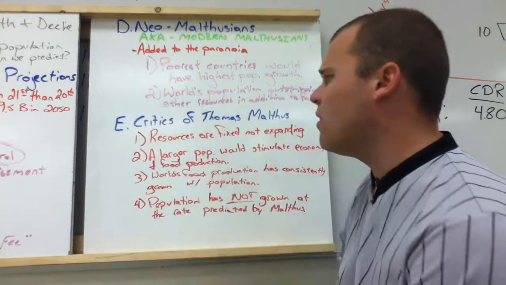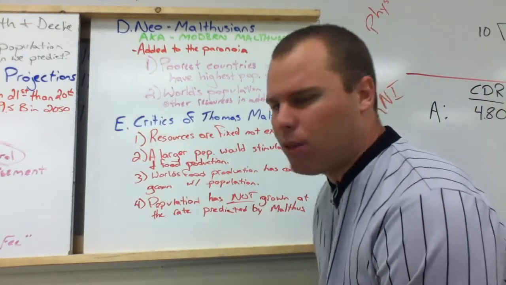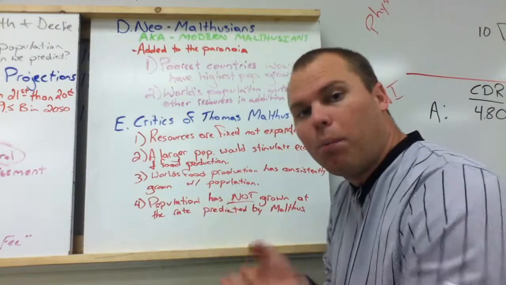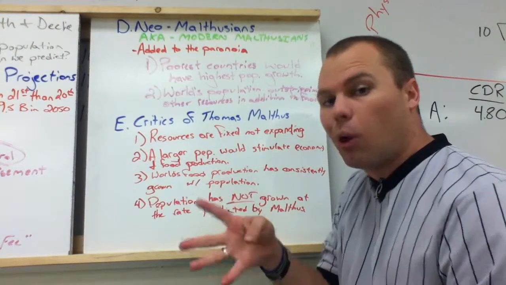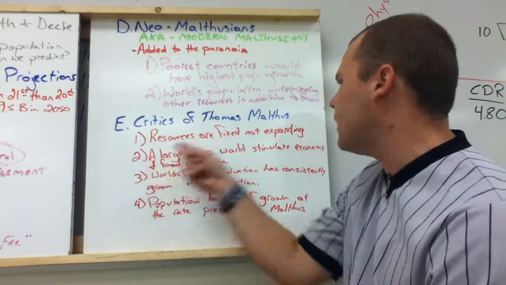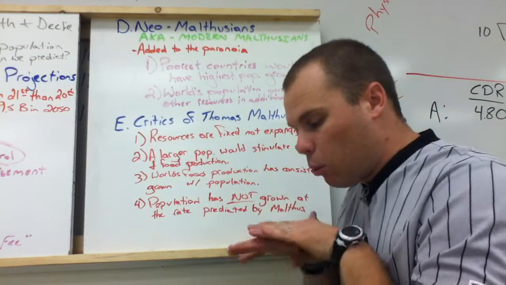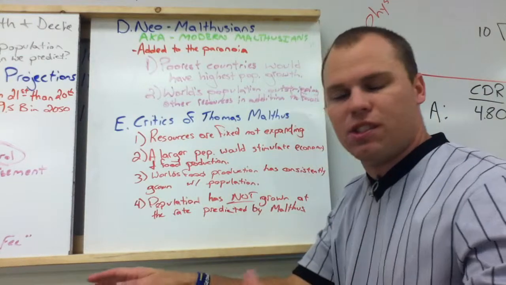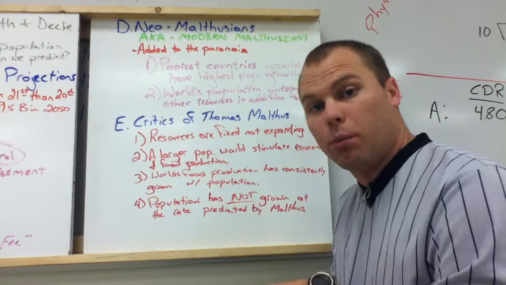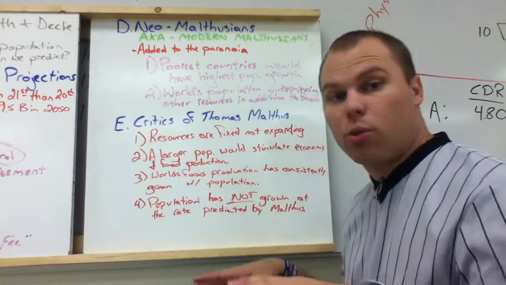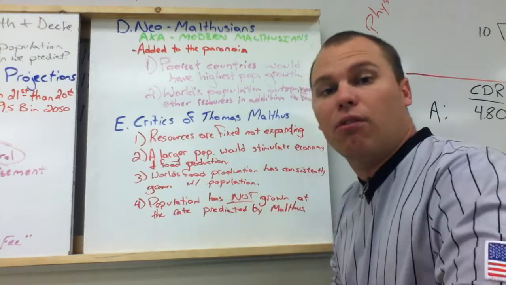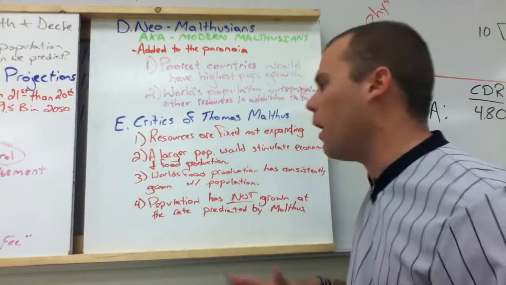The next section is the critics of Malthus. They put 4 points into place that said Malthus isn't correct because of these things. First off, they said, Thomas Malthus says that resources are fixed, that on Earth's surface there's only so many resources, only so much food production. But that's not the case. Resources, or mainly food production and food resources, are expanding with the population.